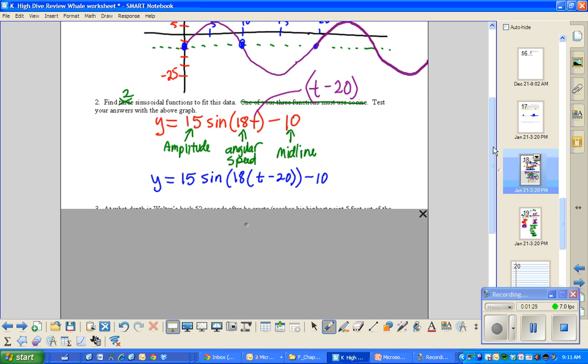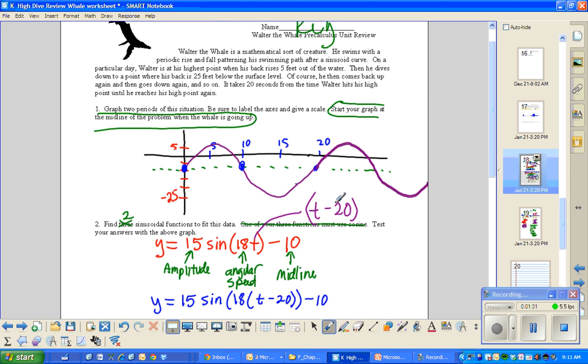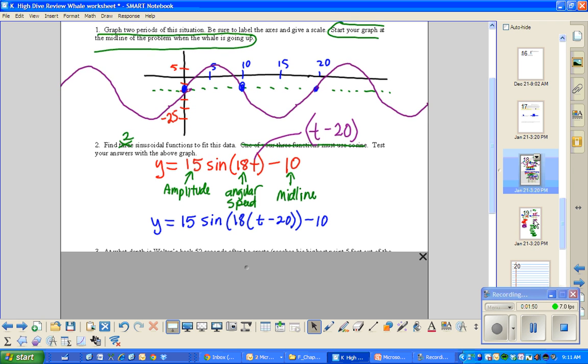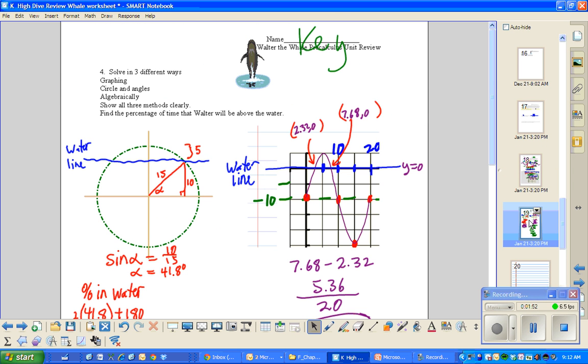You could have lots of different answers. We could have moved it to the left 20, and that would have just been plus 20. So that's where we got that second equation. Just move it one whole revolution to the right by replacing t. Now notice the parentheses around there. I wanted to do the second side. Just take a look at that.